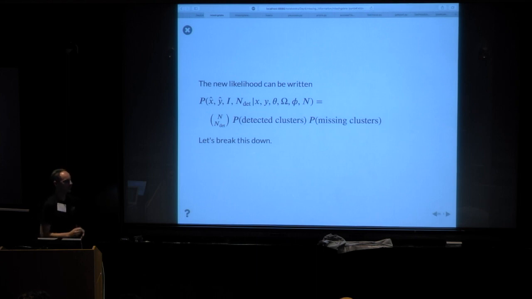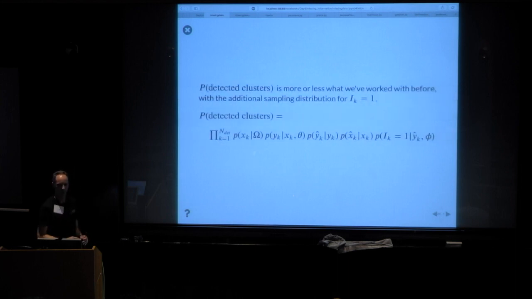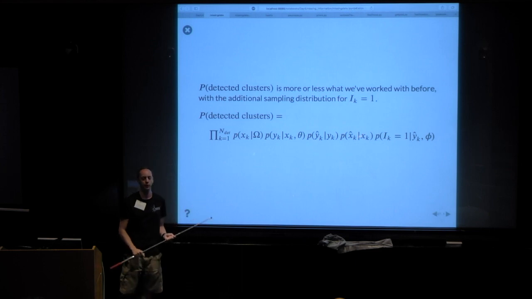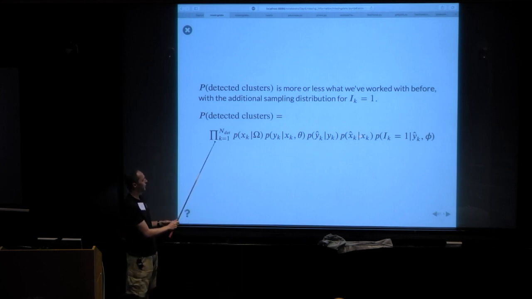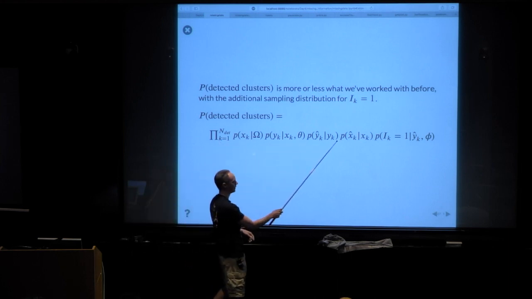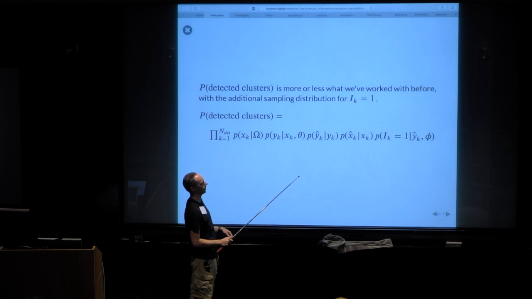So the likelihood for this no longer fits on one line. But it breaks down in this way, and we'll just go through the different pieces. So this term, this P of detected clusters, is almost exactly where we started. It's still a product over clusters, now just the detected ones, of P of X, P of Y, P of Y hat, P of X hat.